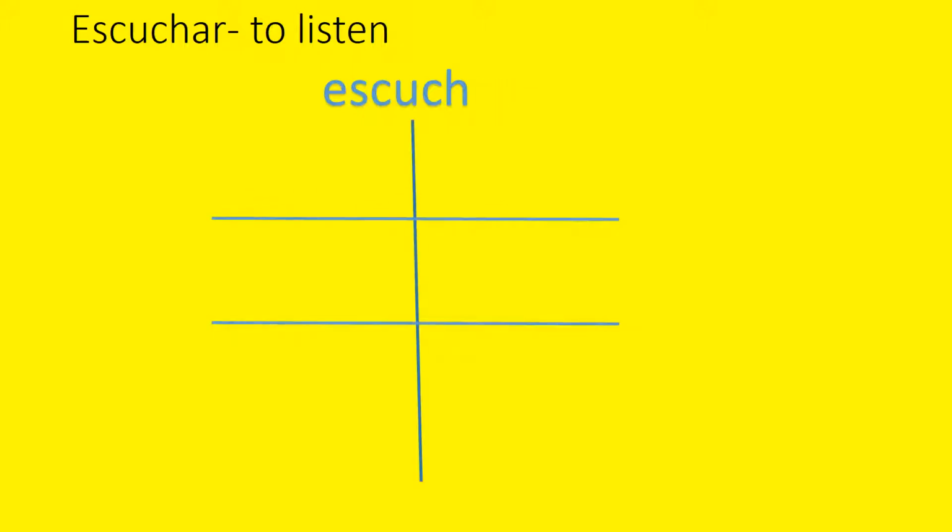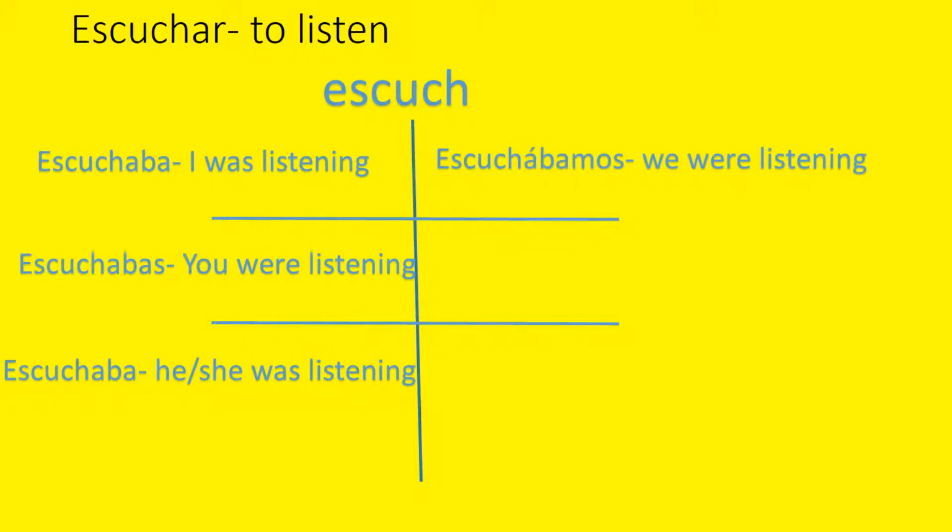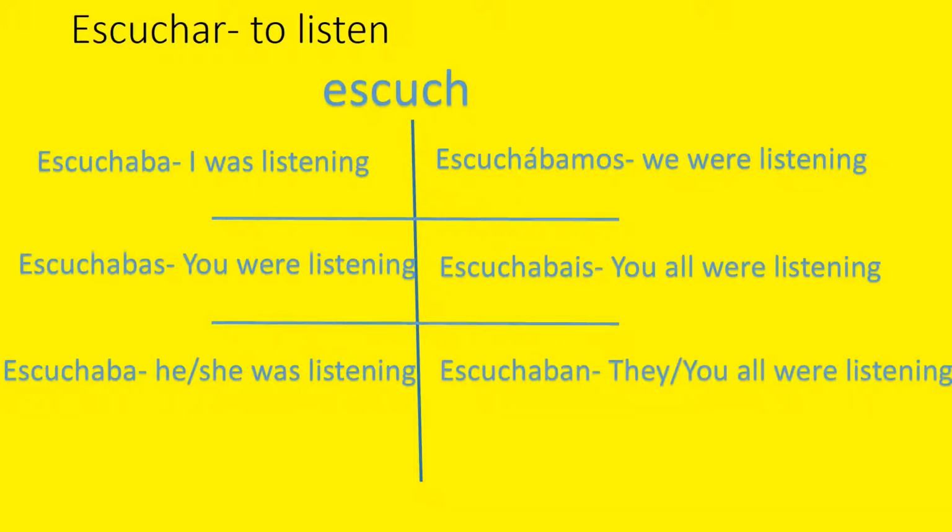Let's use the verb escuchar, which means to listen or to listen to. Yo escuchaba, I was listening. Tú escuchabas, you were listening. Él escuchaba, he was listening. Nosotros escuchábamos, we were listening. Vosotros escuchabais, you all were listening. Ustedes escuchaban, which is you all were listening, and ellos escuchaban, which is they all were listening.